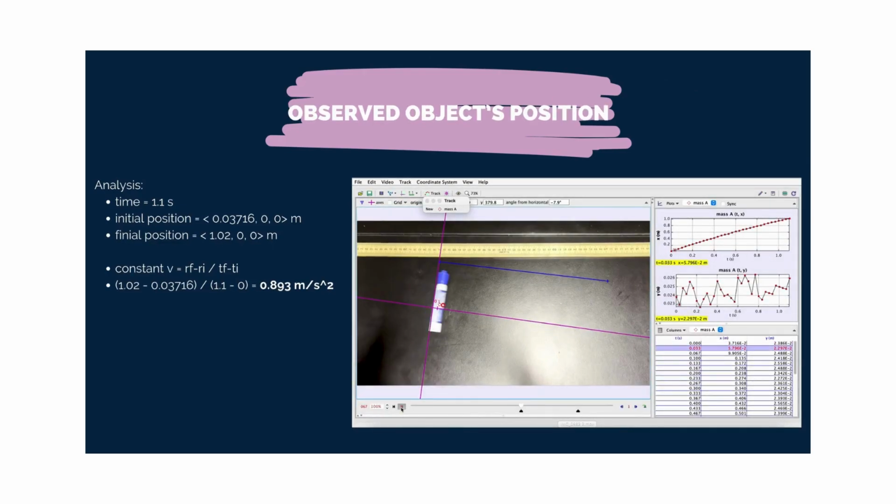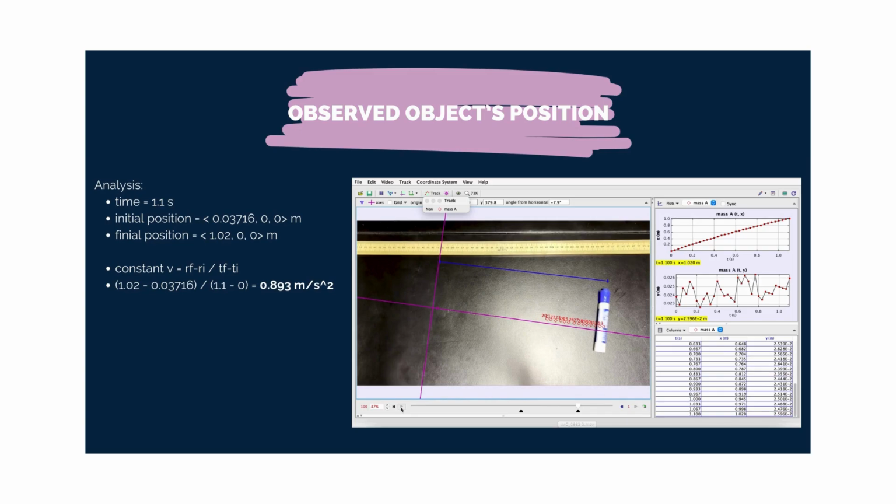Okay, for our observed position, this is what was recorded during our lab experiment. As you can see over here, it shows the time, and then here are the different positions that the object went through. This isn't necessary for this lab, but as you can see up here, it shows an almost linear line. This means that we could assume that our object was moving at constant velocity.